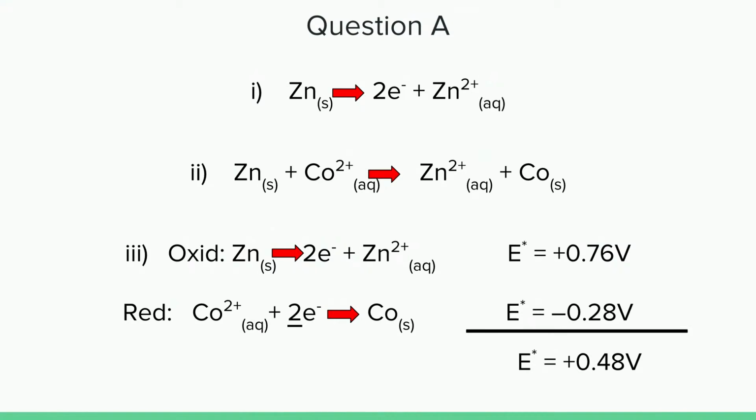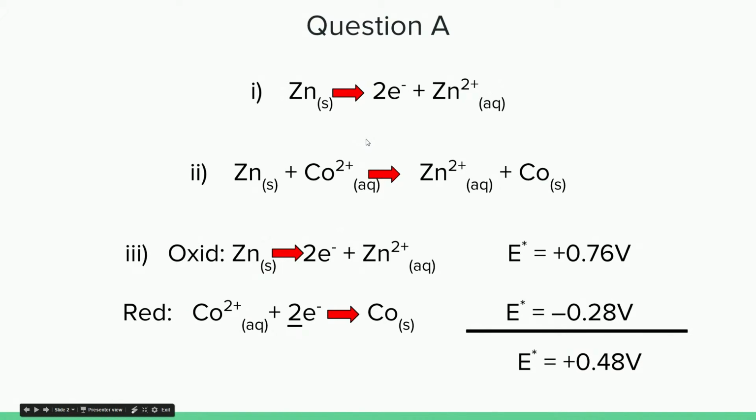The first problem in question A asks us to write the balanced equation for the oxidation half reaction. What you're given is Zn solid reacts with Co2+ to produce Co. So from this we can assume that Zn is the reactant and whatever it turns into is the product. This product is Zn2+, and so we need to add 2 electrons to balance out the charges of this half reaction.